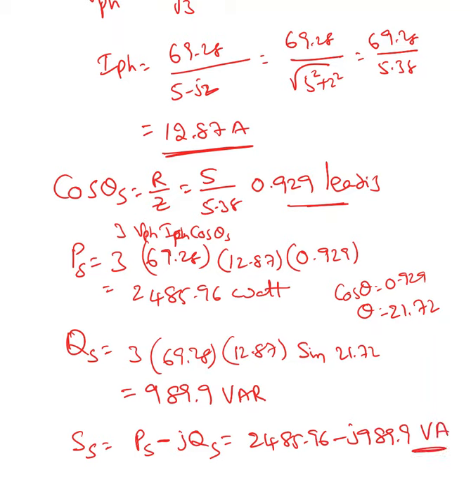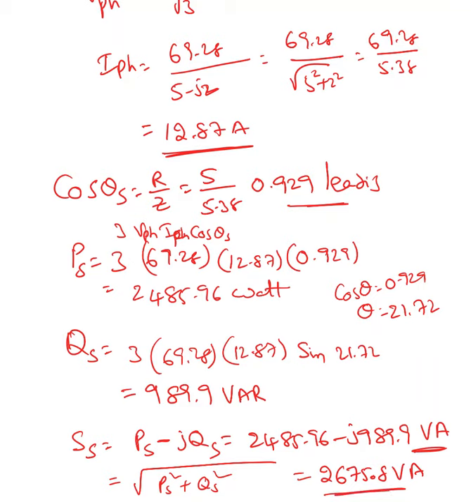This is a complex power. You can convert that into apparent power, which is square root of PS square plus QS square. Even though that's a negative number, I'm squaring it. When I square it, it will become positive. This value is 2675.8 volt ampere. That's SS.